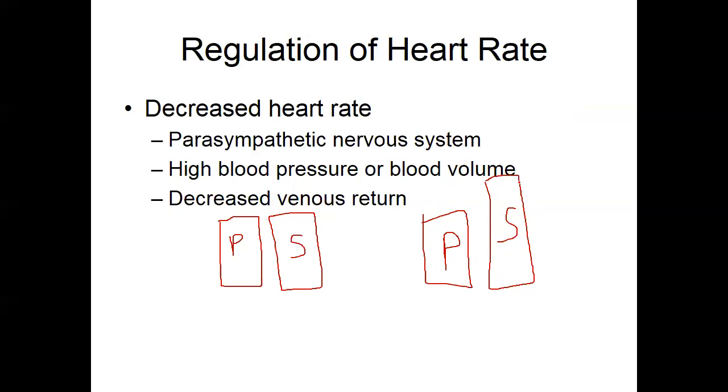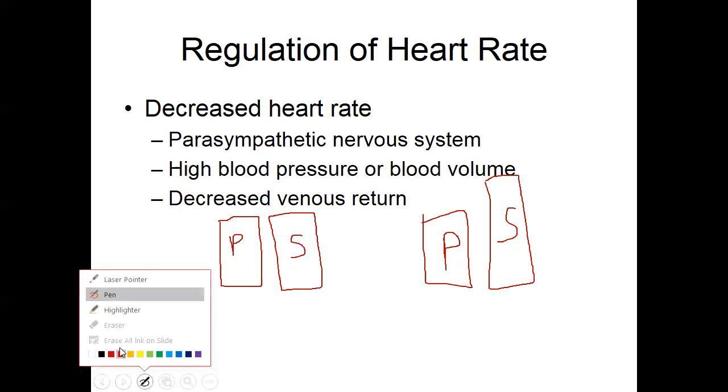Once the crisis is passed, the sympathetic nervous system starts to decline. The parasympathetic system starts to take control again, and we see that start to take over. If someone has high blood pressure, or there's an increase in blood volume, or we have a decrease in venous return, you may see the parasympathetic nervous system activate more and start to try to control that heart rate and blood volume.